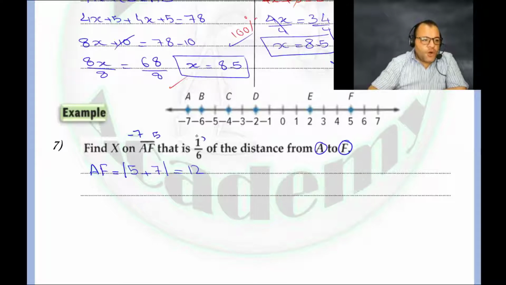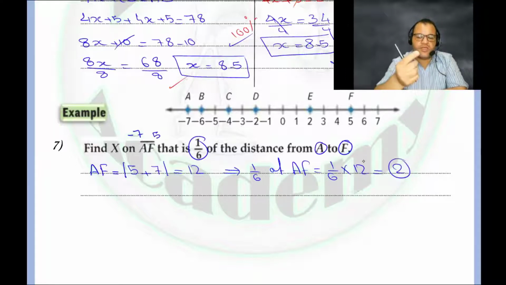You need 1/6 of the distance. So 1/6 of AF, which equals 1/6 times 12, which equals 2. It means 1/6 of the distance is only 2 units. Will you start from A or from F? It means you will start from A.